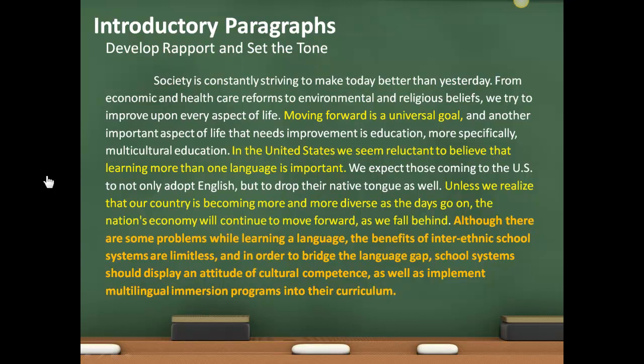Although there are some problems while learning a language, the benefits of interethnic school systems are limitless. And in order to bridge the language gap, school systems should display an attitude of cultural competence as well as implement multilingual immersion programs into their curriculum. So you can see that this is going to be an essay that's going to talk about not only what cultural competence is, but how school systems can develop it, and also how they can develop multilingual immersion programs. So it's a pretty ambitious topic, an ambitious paper.